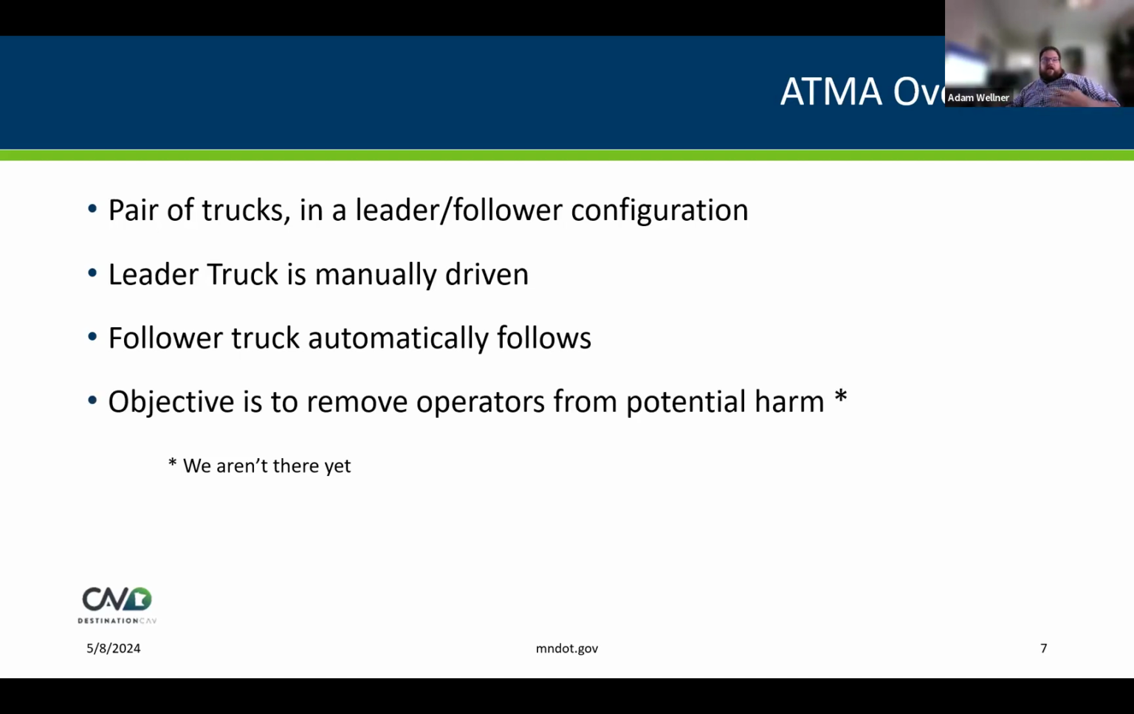And like I said, the objective here is to remove our operators from potential harm. With the asterisks, we're not there yet. We're not at a point that we're ready to pull an operator out of that vehicle. There's legislative challenges, but quite honestly, as an engineer, I'm not comfortable enough with the system yet. That's why we're doing this, to build that comfort, to remove that operator. But we got to start someplace.